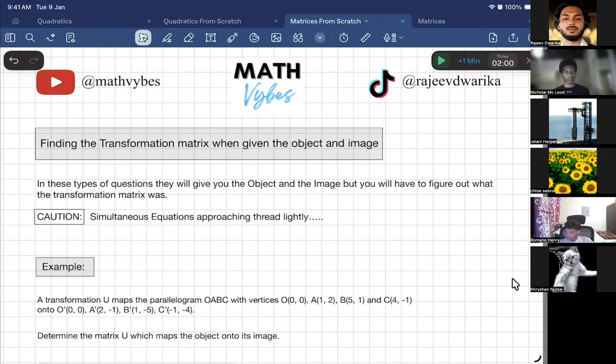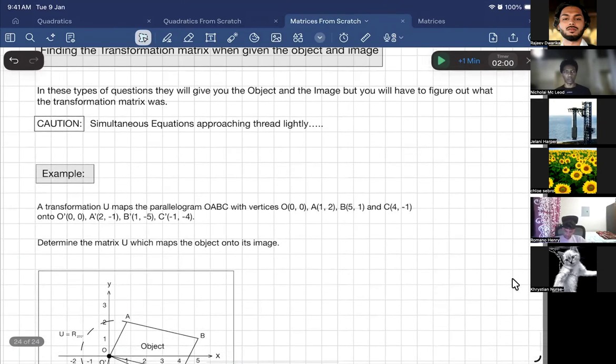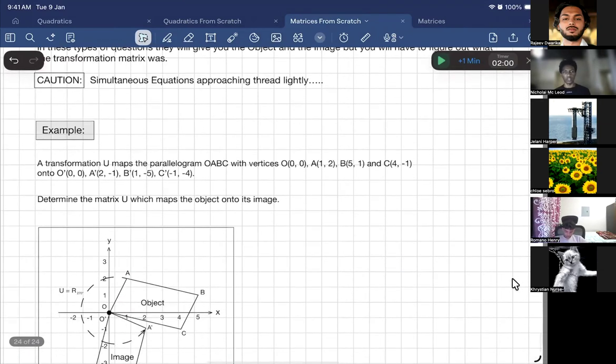Finding the transformation matrix when given the object and image. In these types of questions, they will give you the object and the image, but you have to figure out what the transformation matrix is. Simultaneous equations portion. Example: a transformation U maps the parallelogram OABC with vertices O(0, 0), A(1, 2), B(5, 1), and C(4, -1) onto O'(0, 0), A'(2, -1), B'(1, -5), and C'(-1, -4). Determine the matrix U which maps the object onto its image.